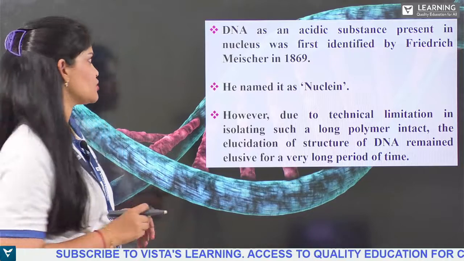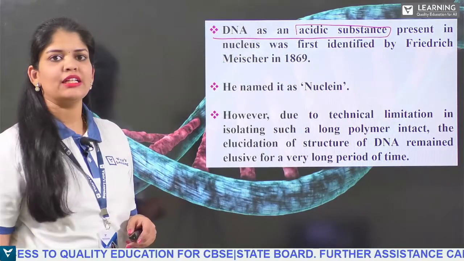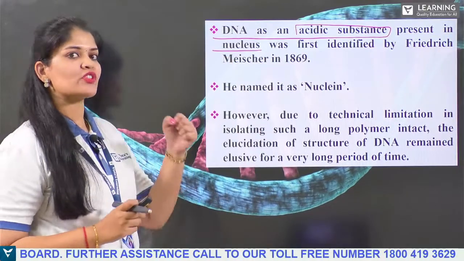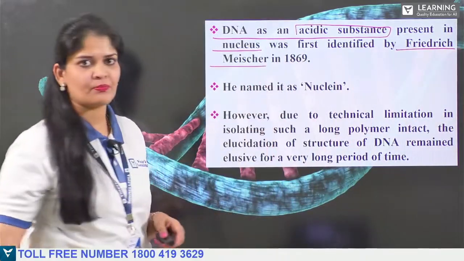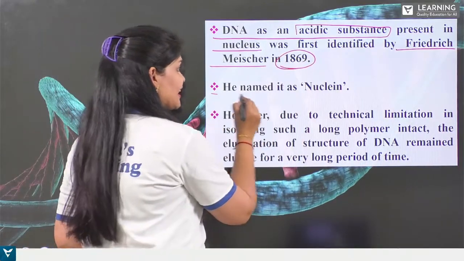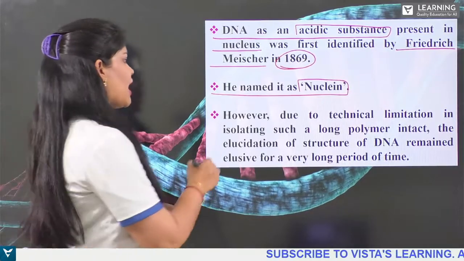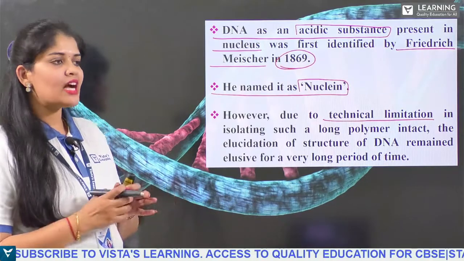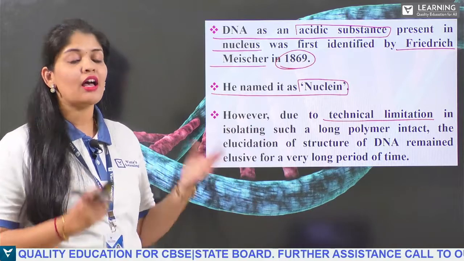Now, DNA is a negatively charged molecule. It is acidic in nature and present in the nucleus. The presence of DNA in the nucleus was first identified by Friedrich Miescher in the year 1869, and he named it nuclein, as it is present inside the nucleus. However, due to technical limitations, the length of the DNA is very huge, and we can't isolate it completely intact.